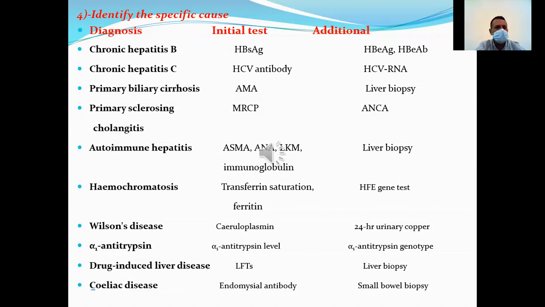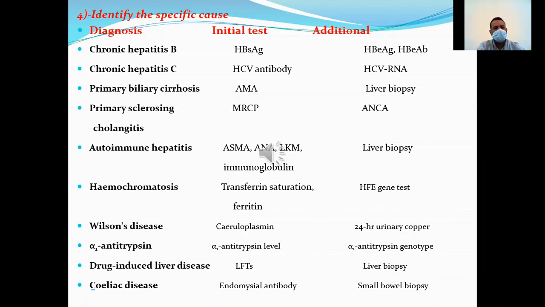or increased immunoglobulin. Hemochromatosis suspicion, we look for transferrin saturation or ferritin assay or gene test. Wilson disease, we look for ceruloplasmin assay or 24-hour copper collection or urine and copper assay. Suspicion of alpha-1 antitrypsin, we look for antitrypsin level or antitrypsin gene assay.